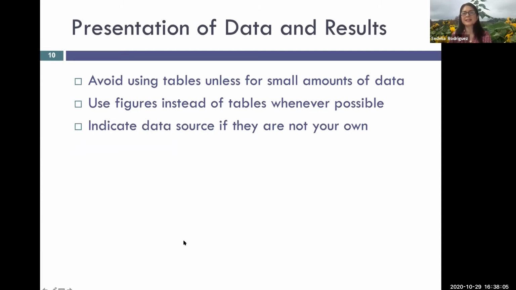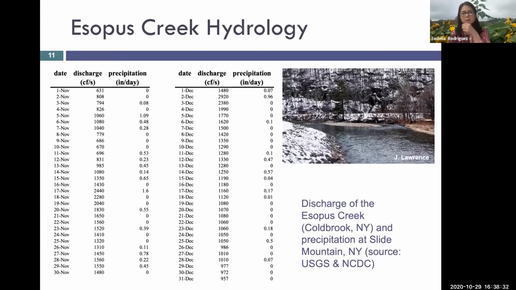Now, when you're presenting the data and the results, we talked about this last week also, but just a little review. Avoid using tables unless it's just a small amount of data, okay? Use figures instead of tables. You want to be able to show this and have it clearly shown. Tables are just a bunch of numbers. It doesn't really show what you're talking about. And so let's look at this, and I'm not sure if we saw this last week, but here's an example of somebody who had a table of all these numbers, and it really doesn't show you what's happening, right?